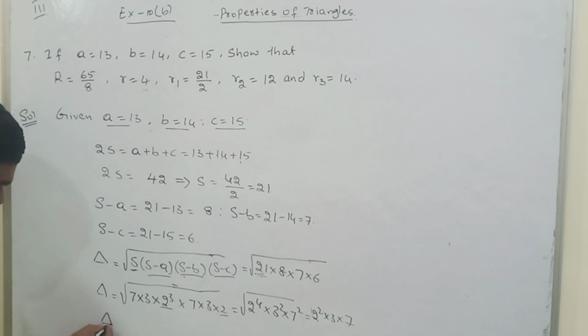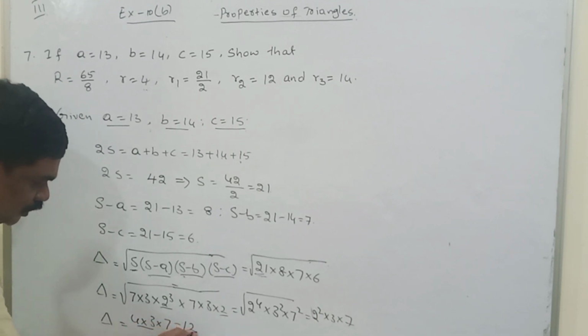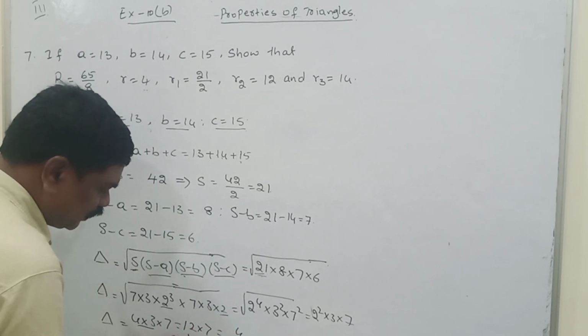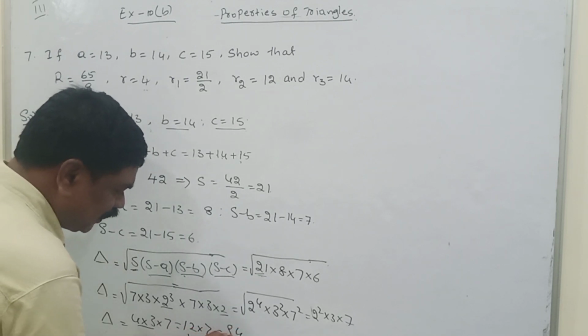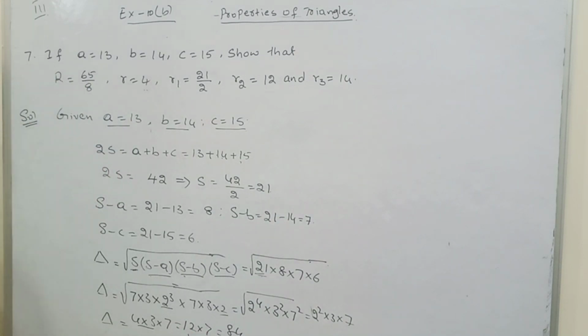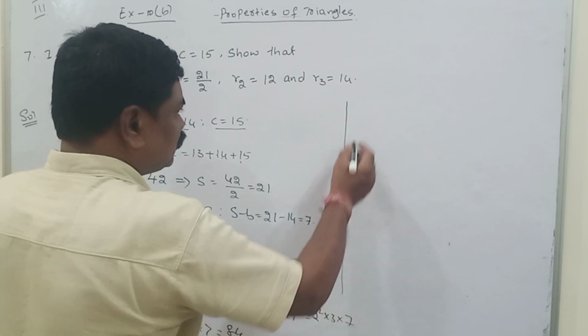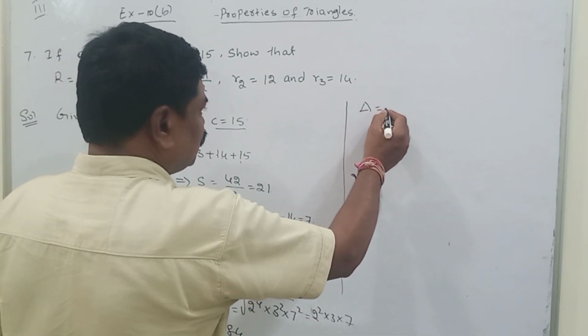So delta is equal to what? Delta is equal to 4 into 3 into 7. 4 threes are 12, into 7, 7 twos are 14, carry 1, 7 ones are 7, so 84. So delta is equal to 84. We get the delta value, the area of the triangle.